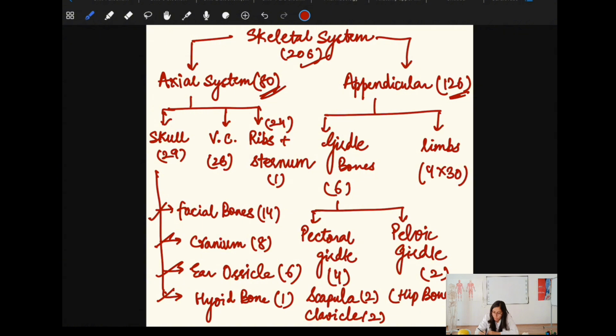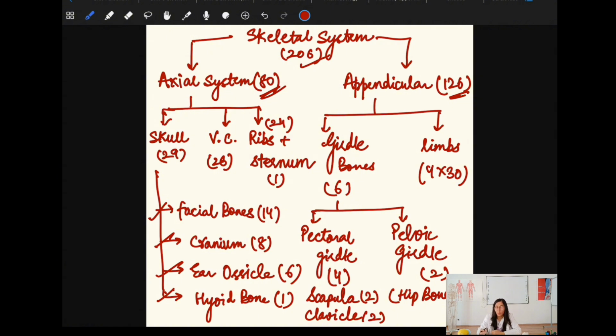Then there is the appendicular skeletal system, which comprises 126 bones. First of all, the girdle bones. There are six bones in total in the girdles, the pectoral girdle and the pelvic girdle. In the pectoral girdle, there are the scapula and the clavicle. The clavicle is also known as the beauty bone, and it is located here. Then there is the pelvic girdle, which comprises the hip bone. Then there are the limbs, which are four in number, two upper limbs and two lower limbs, and there are about 30 bones in each limb.